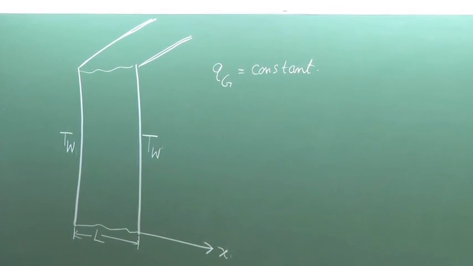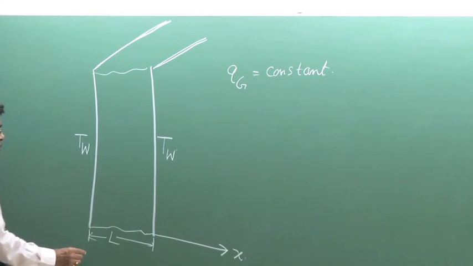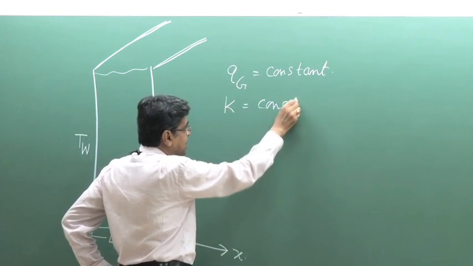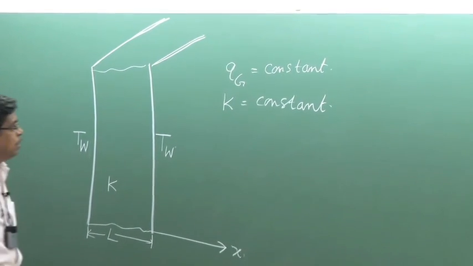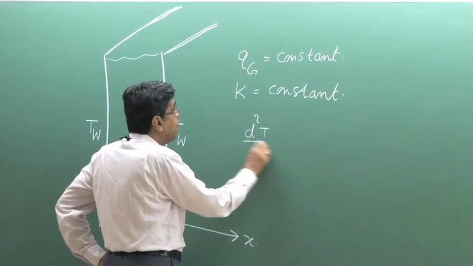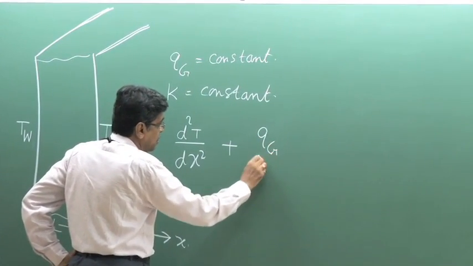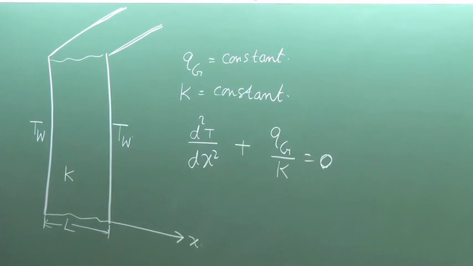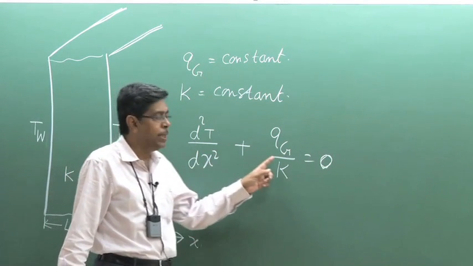Now, for this problem, another thing is that the thermal conductivity k is constant. If we start with our basic equation of one-dimensional heat conduction with heat generation, that we discussed earlier, this is the starting point.